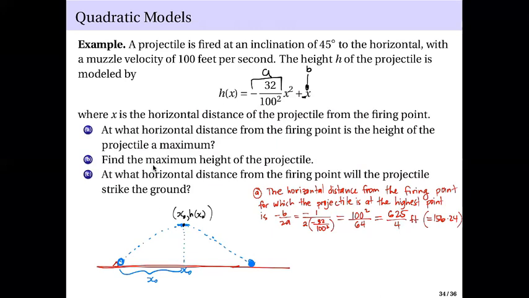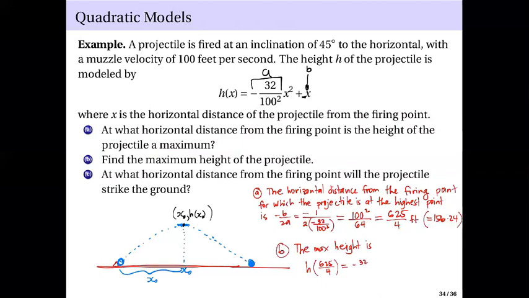For letter B, what's the maximum height? You've got your x sub 0. All we need to do is evaluate h at that x sub 0. So for letter B, the maximum height is h of 625 over 4.